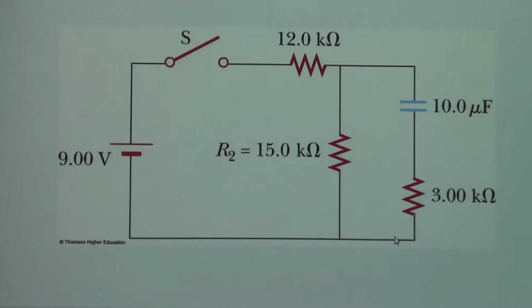Study it there for a second. It does have a couple of resistors. How many? 1, 2, 3 resistors. It has a 9-volt battery. It's got a switch and 1 capacitor.